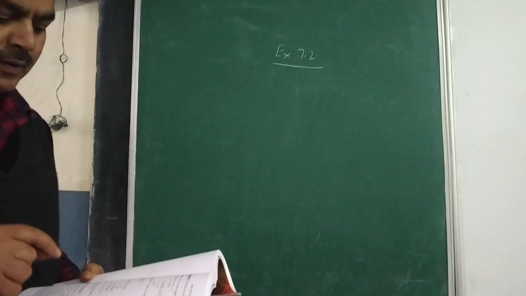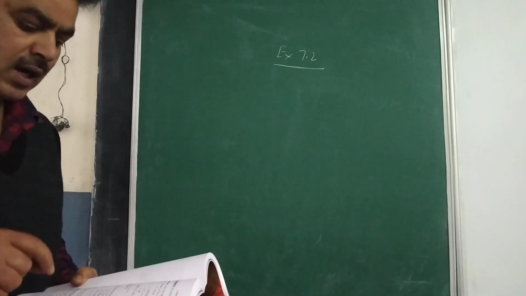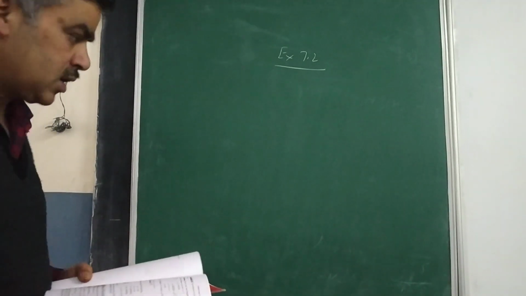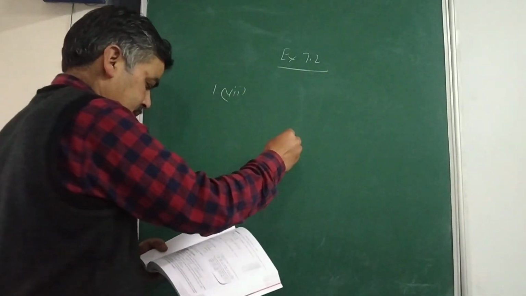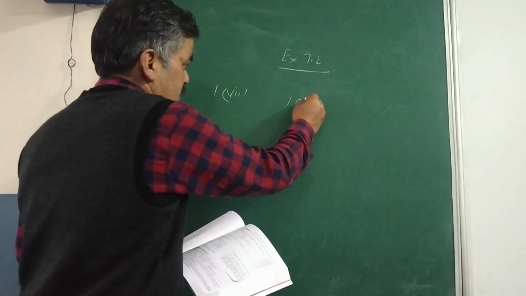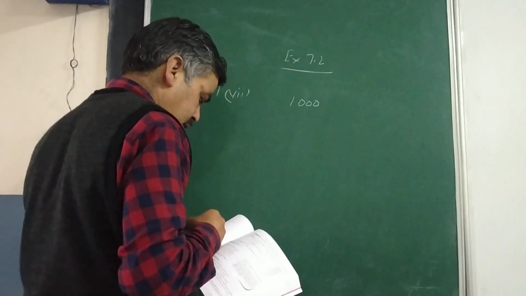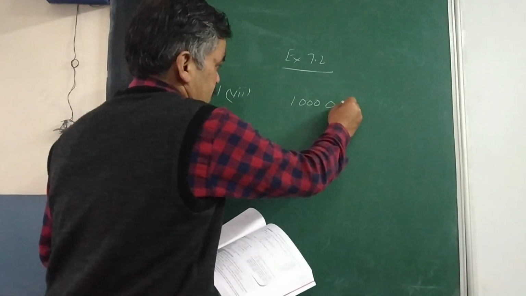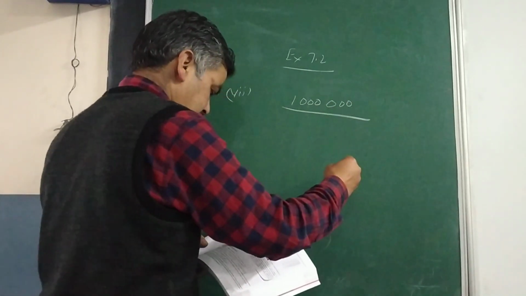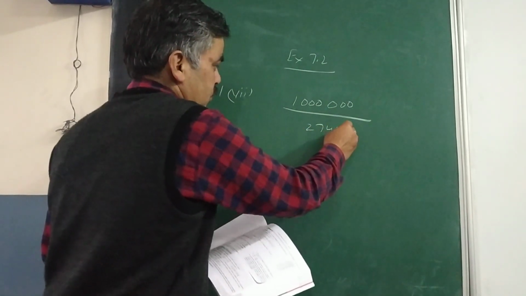So always remember, wherever negative sign is there, the answer for the same will be negative. Suppose I am talking about first question, 7th part. So 7th part is find the cube root of minus 1, 2, 3, 4, 5, 6 zeros are there and then it is 2, 7, 4, 4.